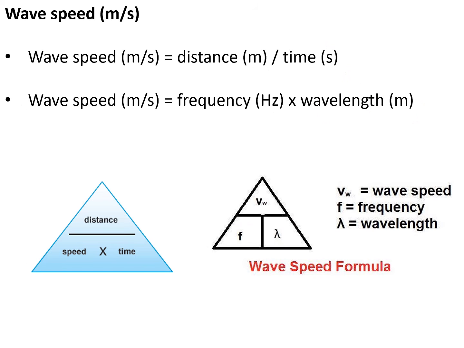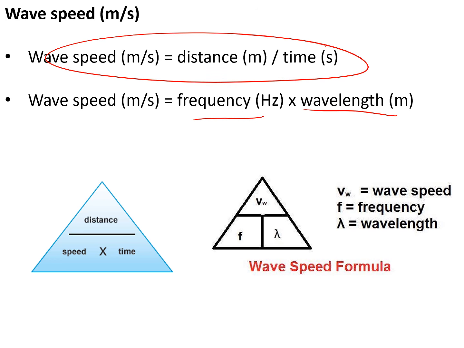The speed of a wave can be calculated using two different equations. Wave speed in meters per second could equal distance divided by time, or wave speed could equal frequency times wavelength. Which equation you use just depends on the data you're given. If you're given distance and time, use this equation. If you're given frequency and wavelength, use this equation.